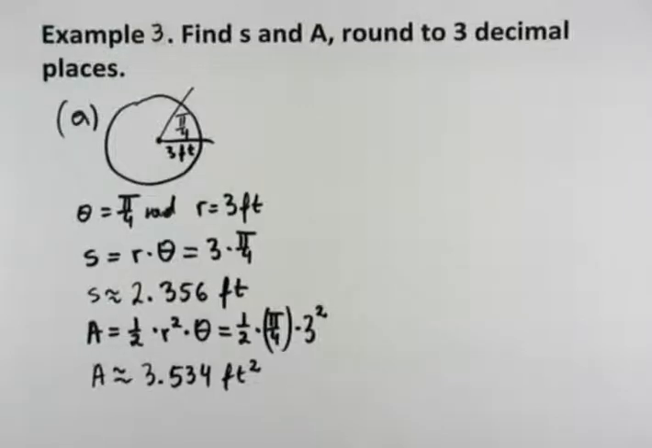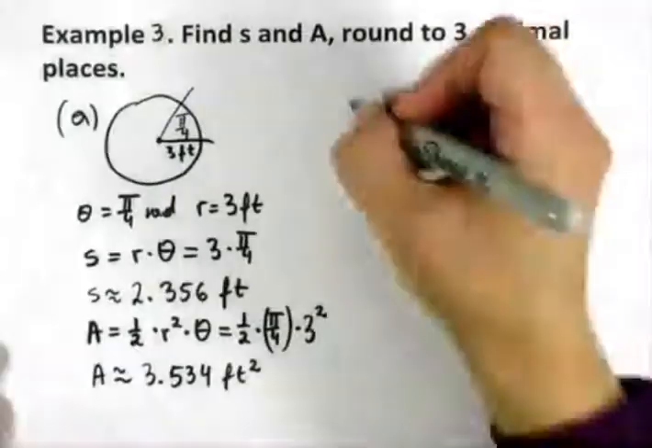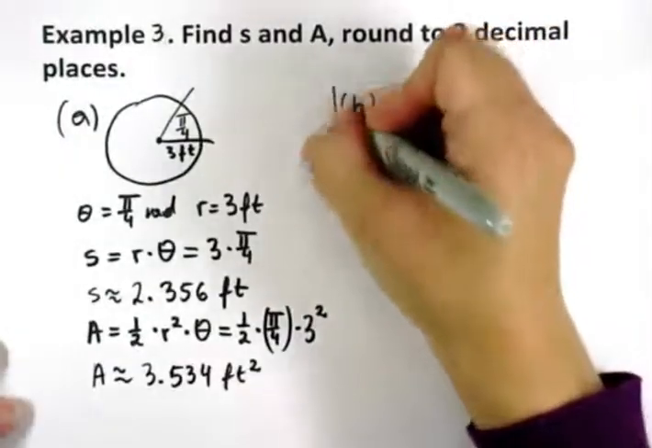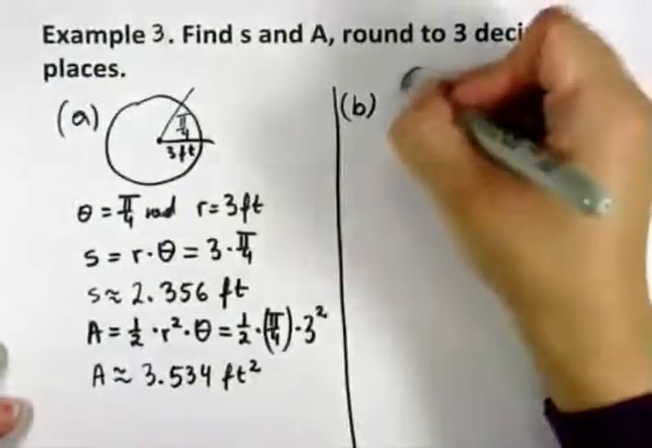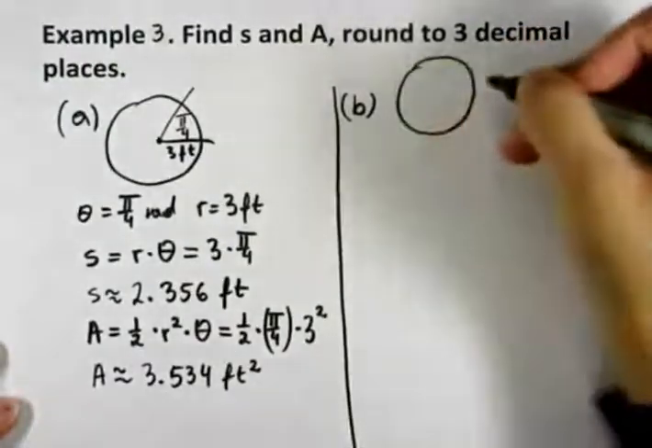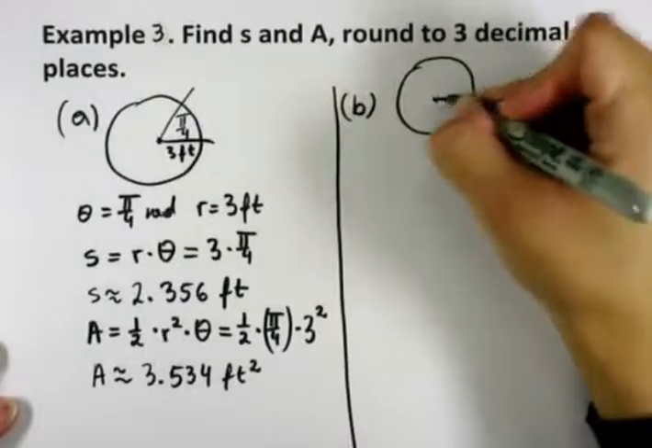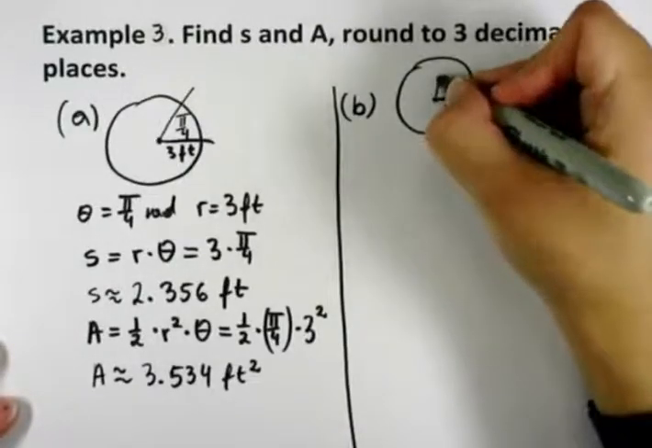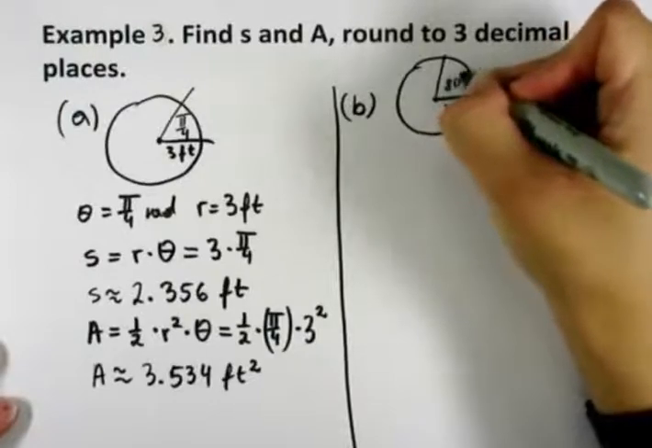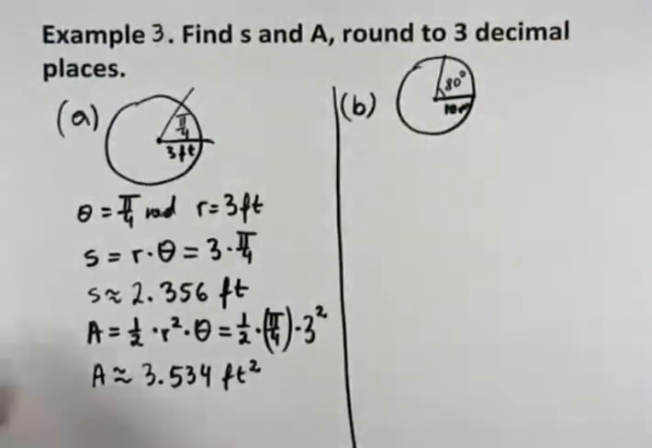Okay, now we have example B. We have the circle, and we have radius 10 meters, and we have an 80 degree angle.